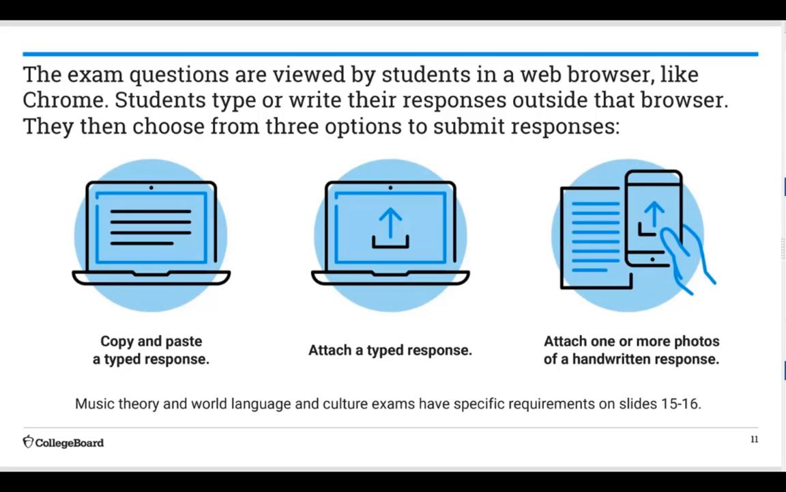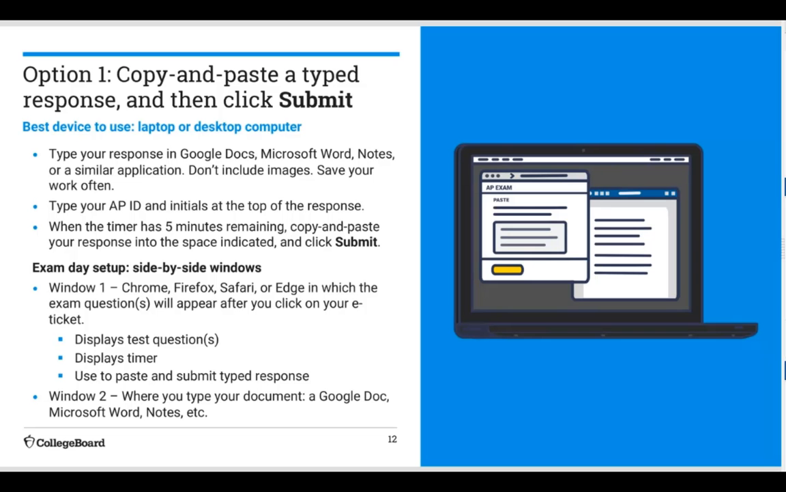You can attach a typed response. So you can just save that Word document and upload it, or you can attach a photo of something you've handwritten. But if you handwrite it, you can only attach one photo. So it's really important that if you write it on multiple pages, for example, you know how to combine those into one file, because you can only submit one file per question. That's really important. So here's the information for copying and pasting a typed response, and just click submit.